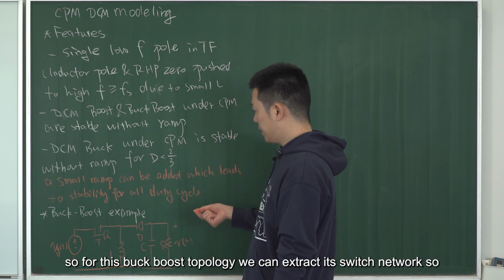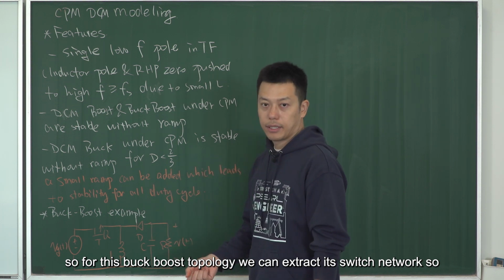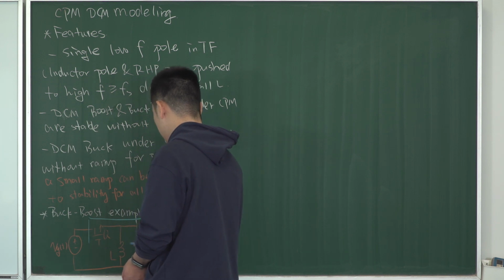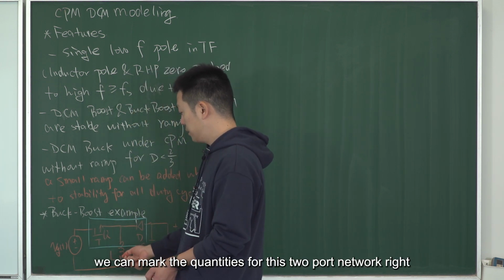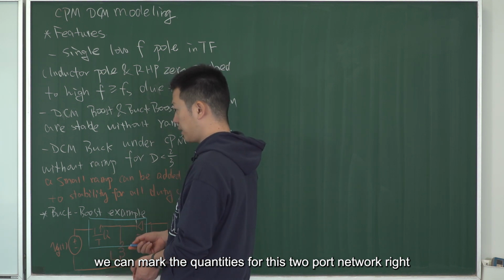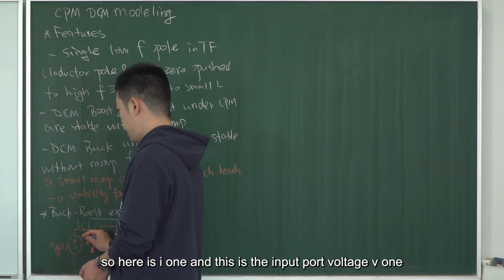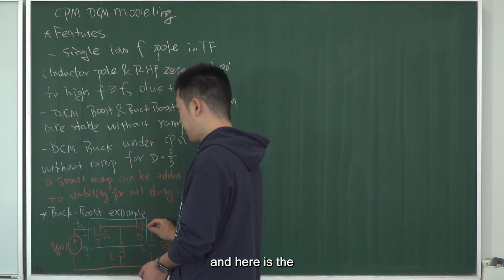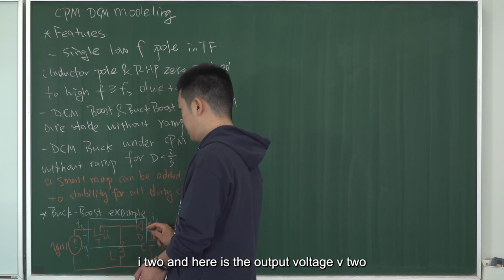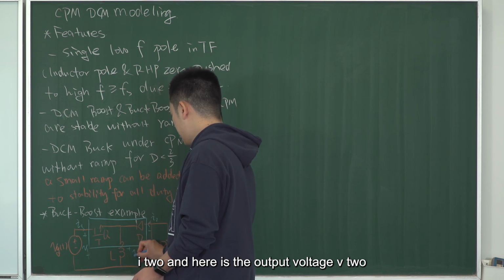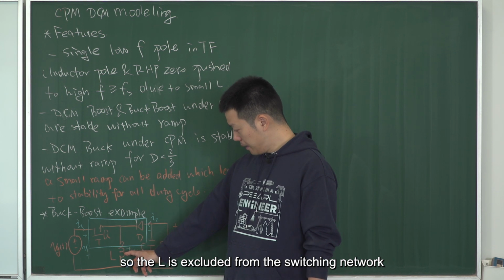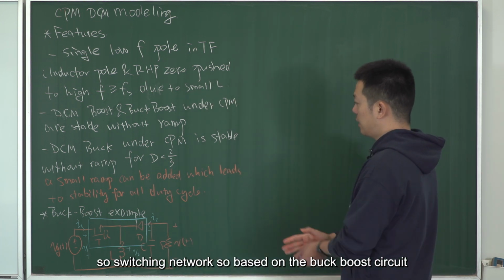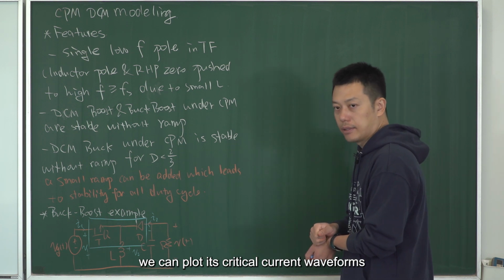So for this buck boost topology, we can extract its switching network. So here is the switching network, Q and D. We can mark the quantities for this two-port network, right? So here is I1, and this is the input port voltage, V1. And here is I2, and here is the output port voltage, V2. So the L is excluded from the switching network, right? So based on the buck boost circuit, we can plot its critical current waveforms.